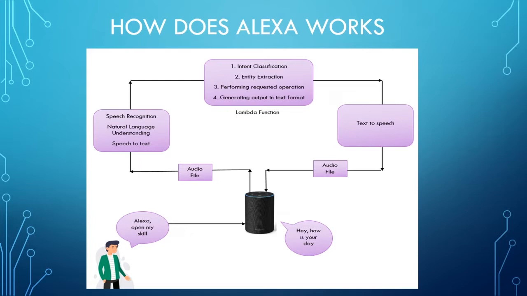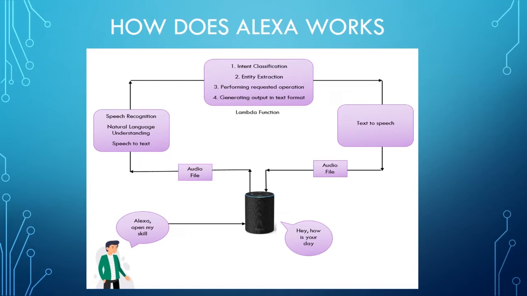Once it has been triggered, it records and sends our query to the cloud server. Received signals are then converted to text using speech recognition. The converted text is then sent for processing to the Lambda function, which is the heart and soul of this whole process. You might encounter some jargon here like intent classification and entity extraction. Just hold on to these terms for a minute as we'll be discussing them later.